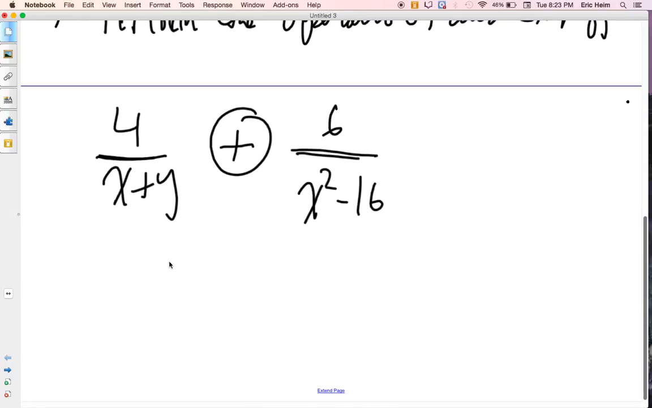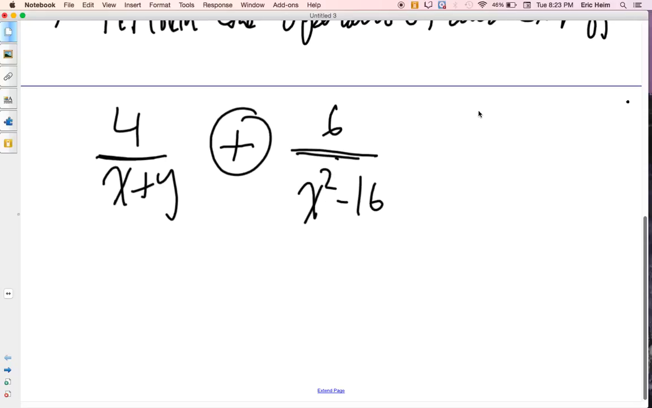Okay, well, that's about where the similarity ends, because to make a common denominator, to make these denominators look the same, we need to change one or both of them in the way they look, so it looks like the other one. The key to doing these common denominator rational expression problems is to recognize patterns.